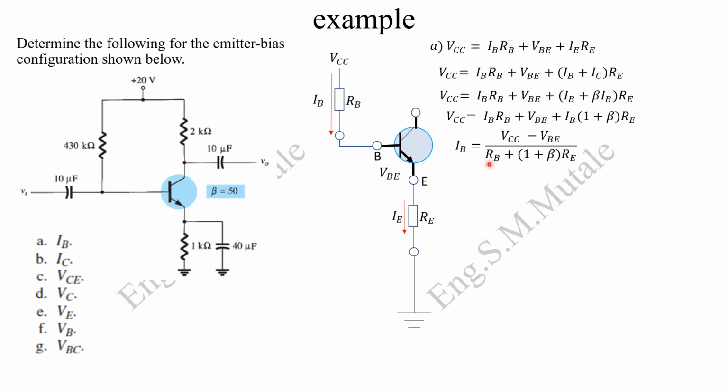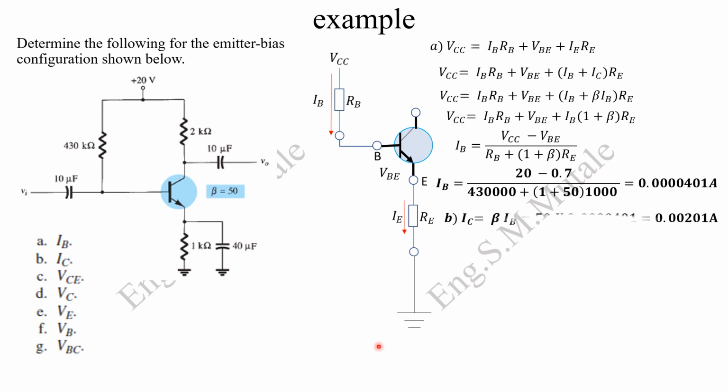RB we have is the resistor in the base. RE we have is a resistor in the emitter. Beta we have, it's been given to be 50 in the question. So it's just plug and play now. When you substitute, you're going to have that as the current in the base. Then B is saying calculate IC. You know that IC is beta IB. We know our IB. Just substitute, you are going to have that as the IC.